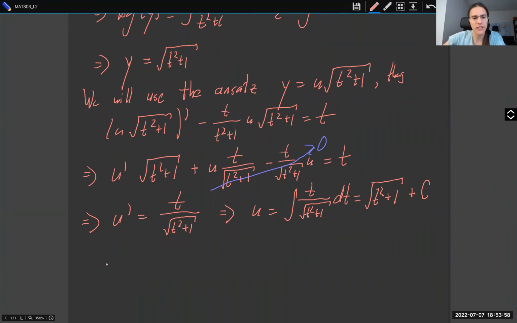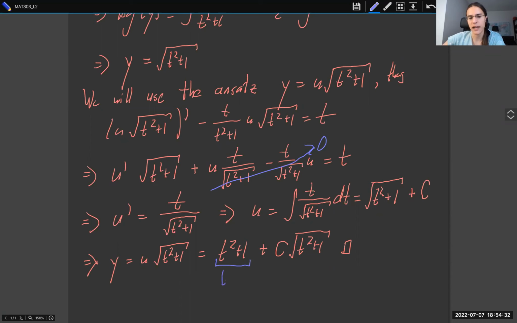And so as a result, y, which is equal to u times the square root of t squared plus 1, is equal to what? Well, we multiply this by u, we know what u is, so we get t squared plus 1 plus c times the square root of t squared plus 1. And so you could have solved this using an integrating factor as well, but now we solved it using variation of parameters. And so this is the second method. So this is the particular solution.